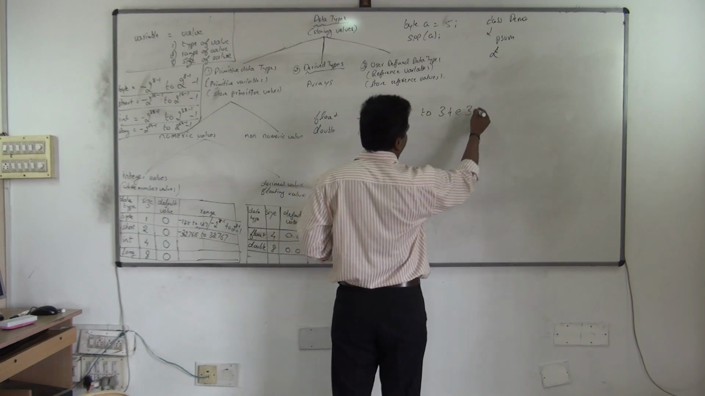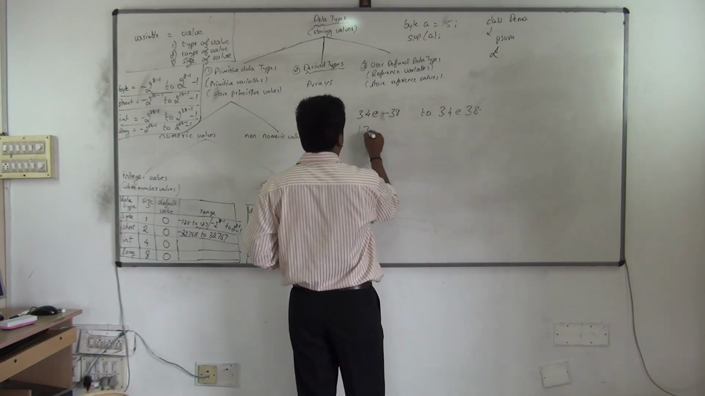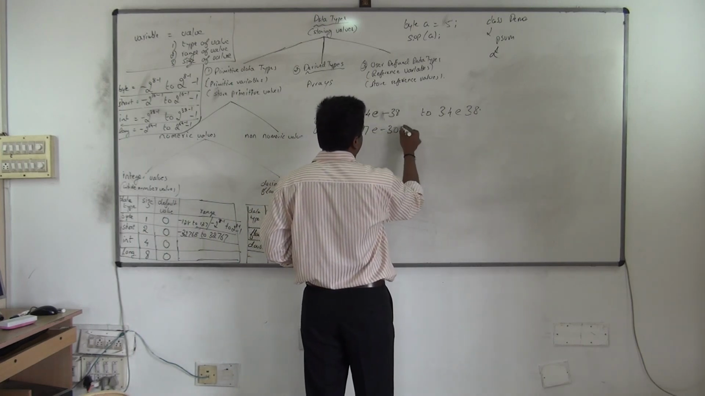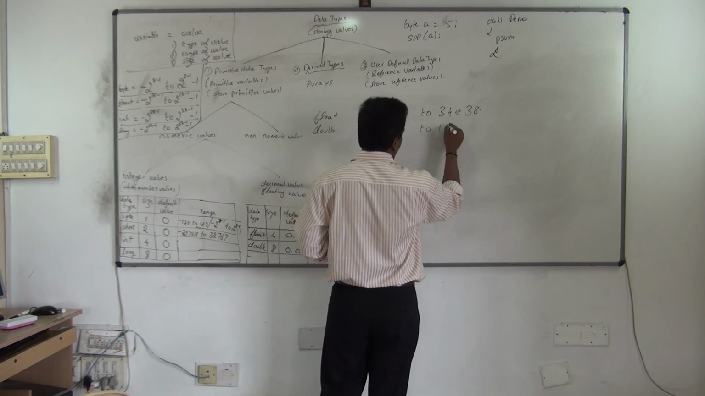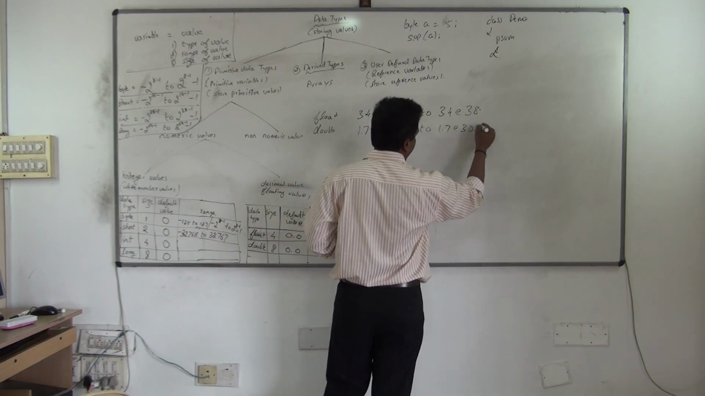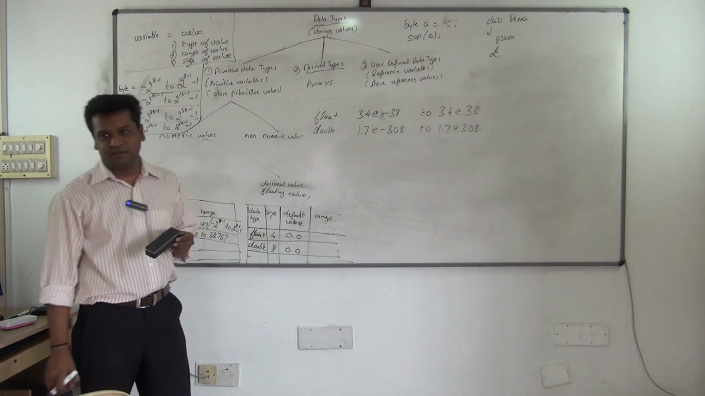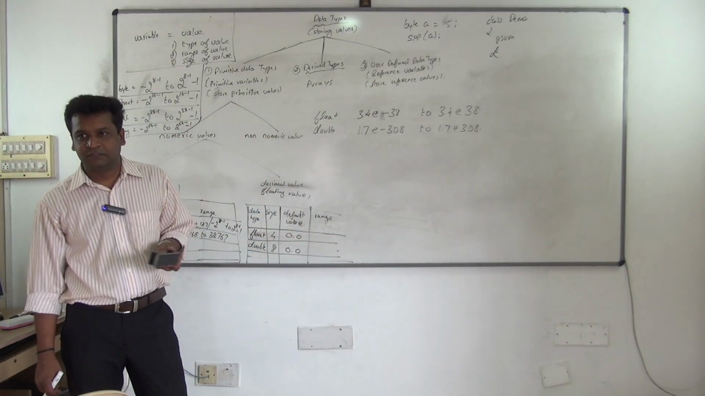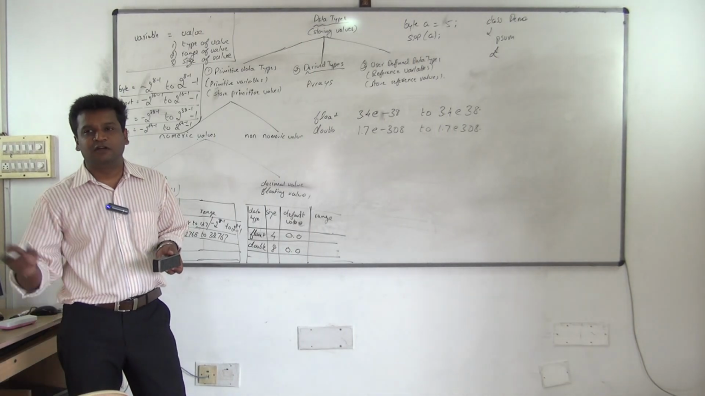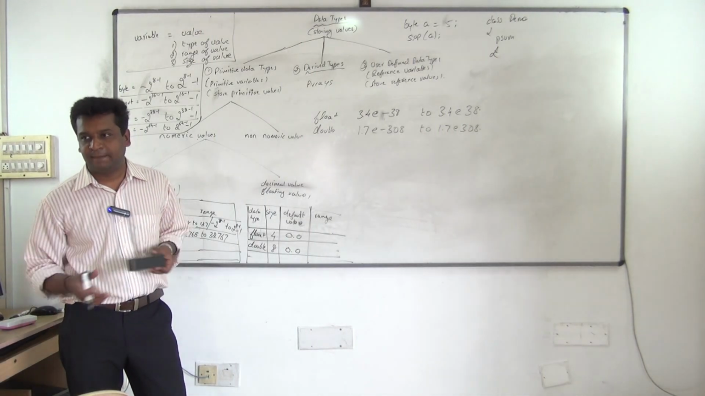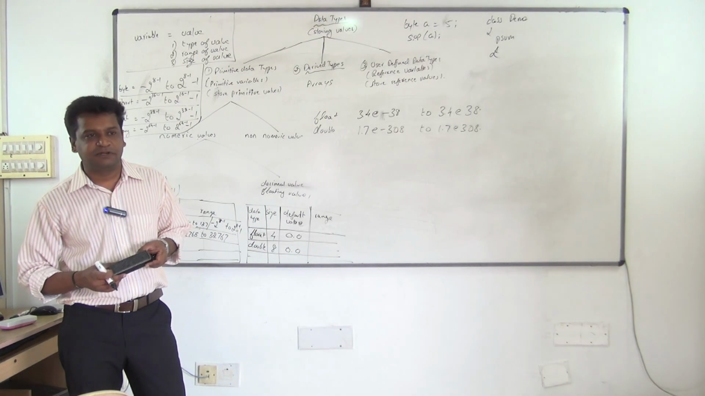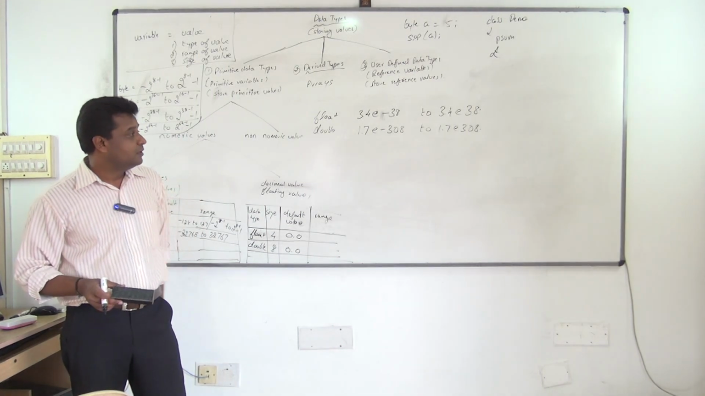3.4 E minus 38 to 3.4 E 38. Double will be 1.7 E minus 308 to 1.7 E 308 is the range. A very big range, man. I'll explain what that range is. It's the range of what number you can store in Java. Whatever number you want to store in Java, it is possible.